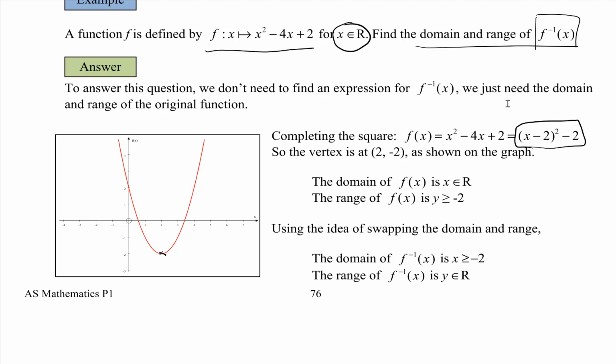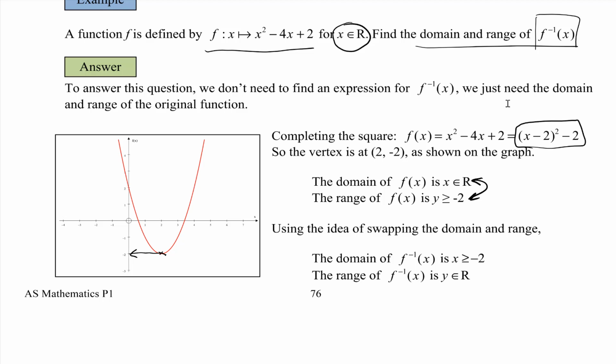So we've got a sketch of the function there. We can see the domain is any x value. And we can see the range of this function here is y values greater than or equal to minus 2. Alright, so minus 2 and above. So if we now just swap those two around for the inverse, the domain of the original is x is any real number. So the range of the inverse is y is any real number.